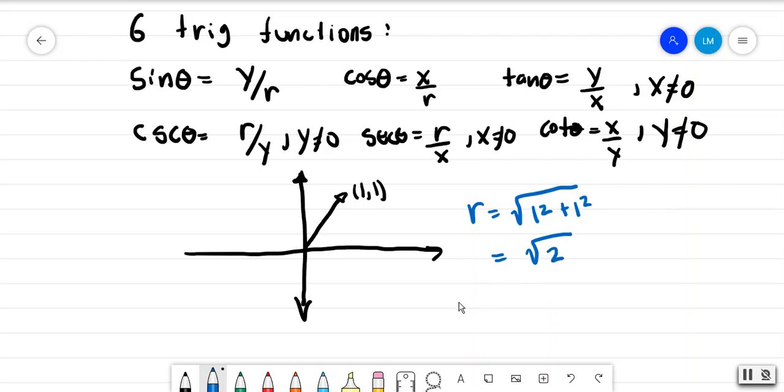So what that means is that you could find the sine, because it's going to be y over r, which is 1 over root 2. But that's also equal to, if you rationalize it, square root of 2 over 2. You just multiply by the conjugate.